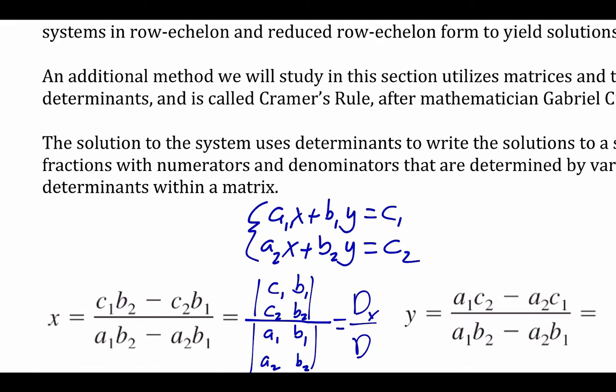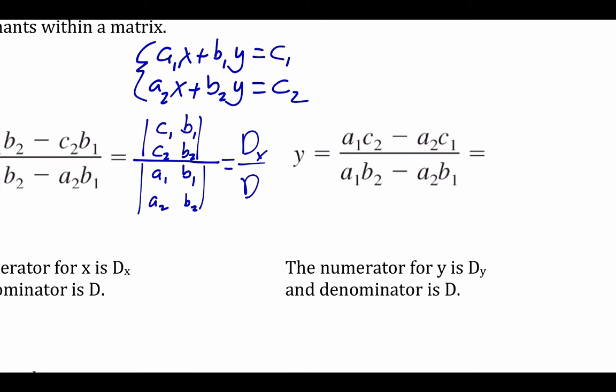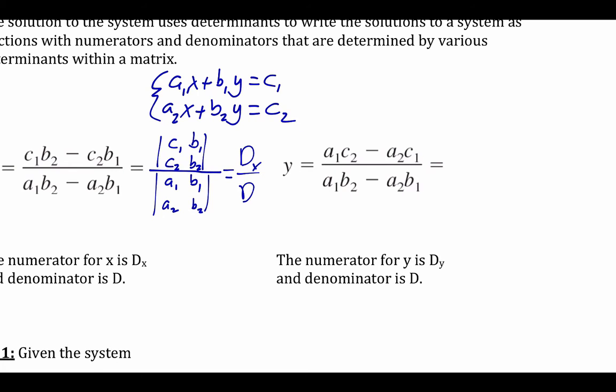Now, we've got something similar to solve for y. The numerator looks a little different, similar in nature. The denominator is the exact same. So we've got a sub 1 times c sub 2 minus a sub 2 times c sub 1. And then our denominator is the same as we got for the x: a sub 1 times b sub 2 minus a sub 2 times b sub 1.